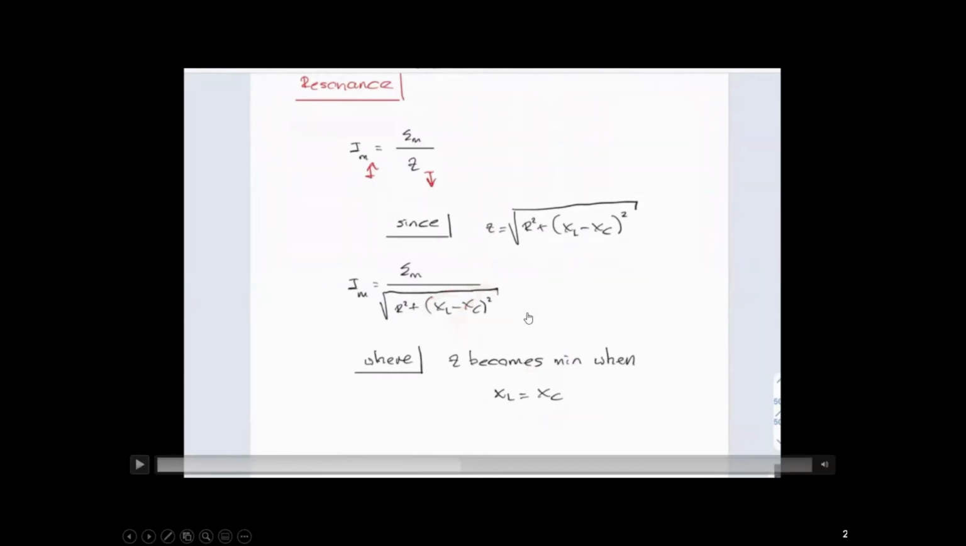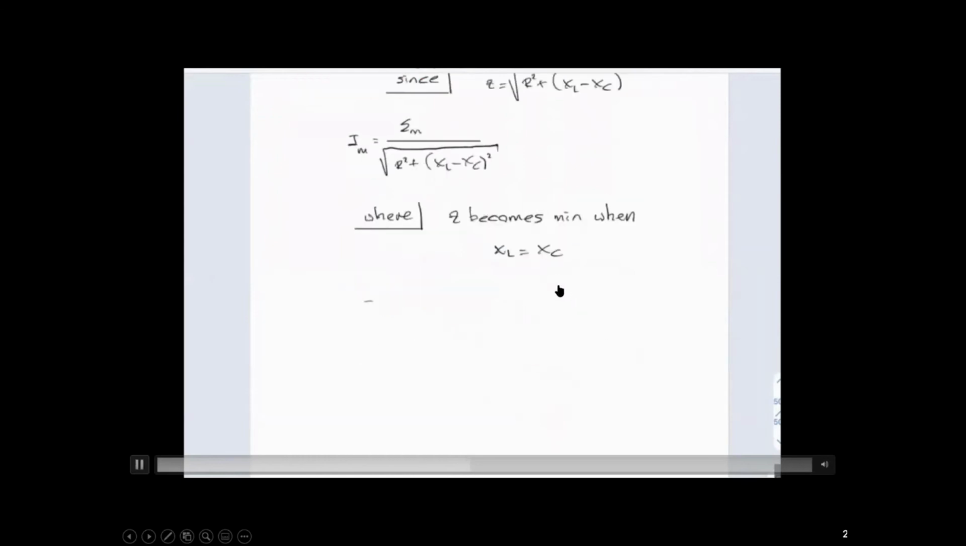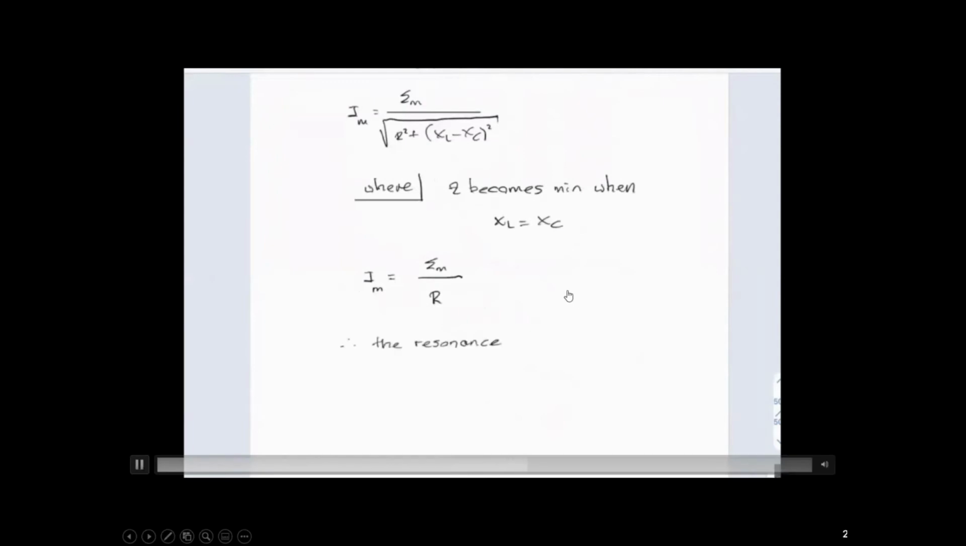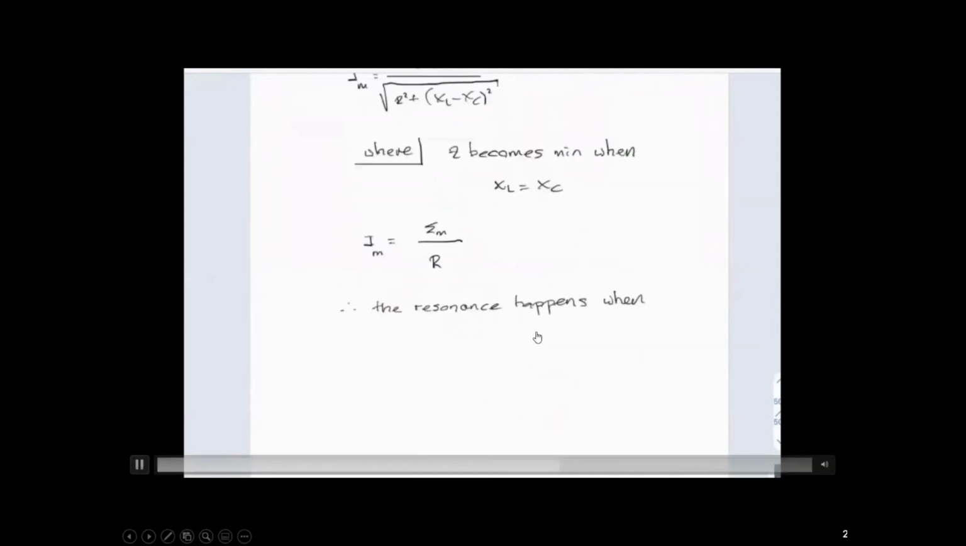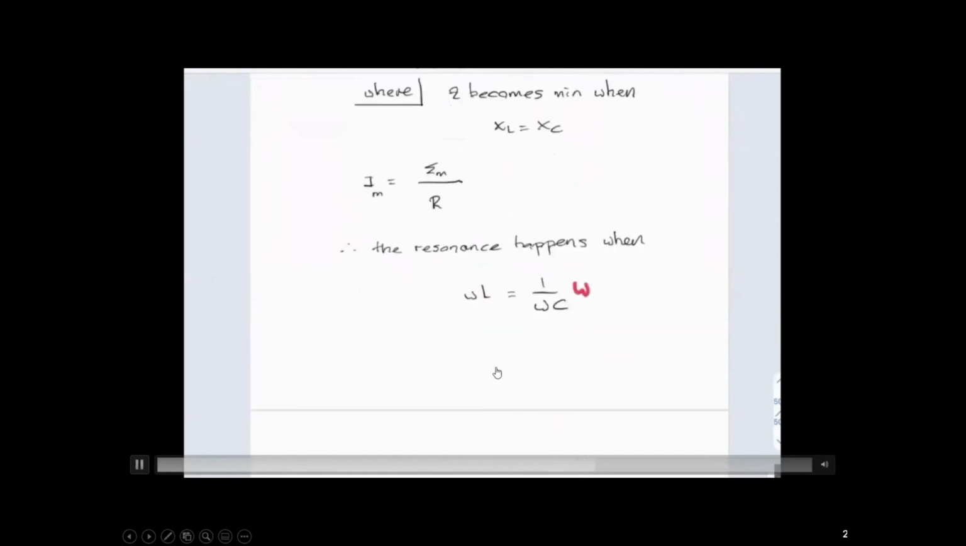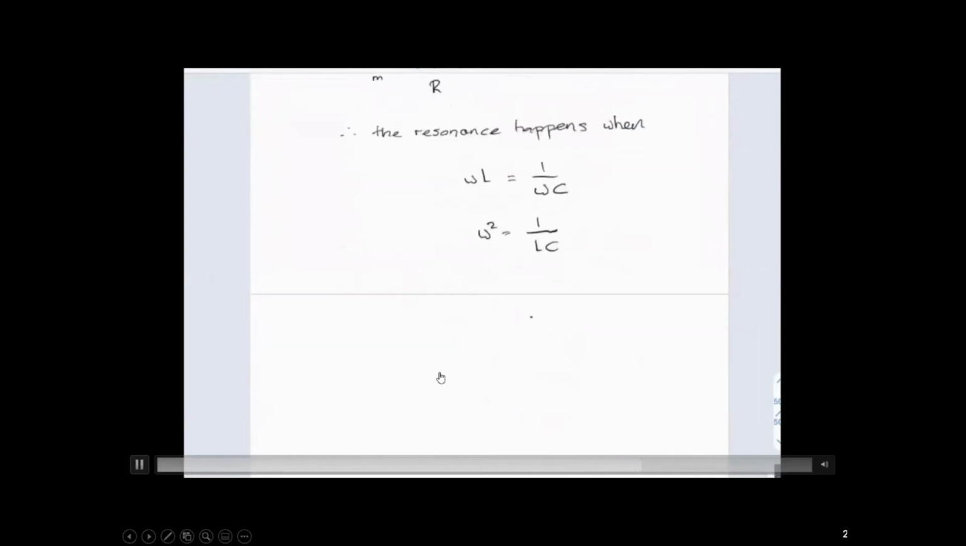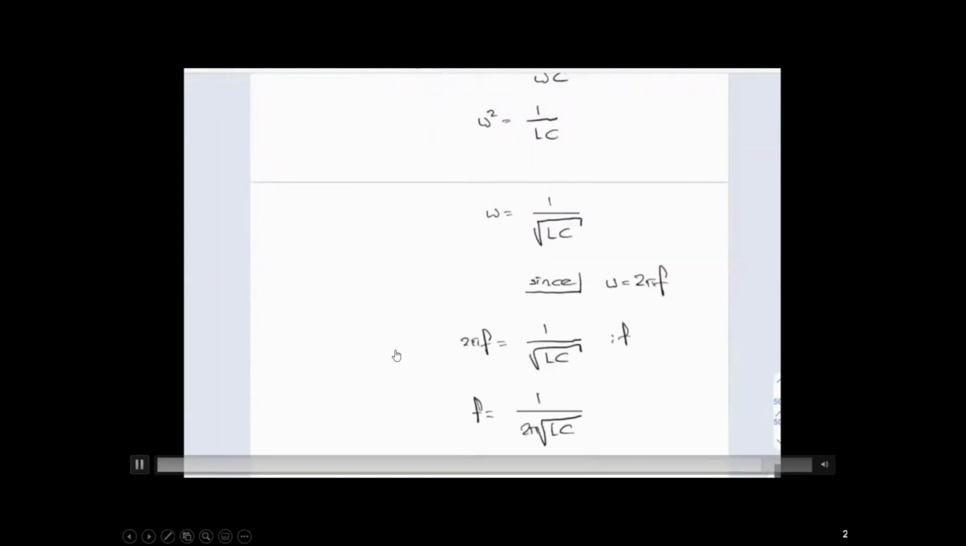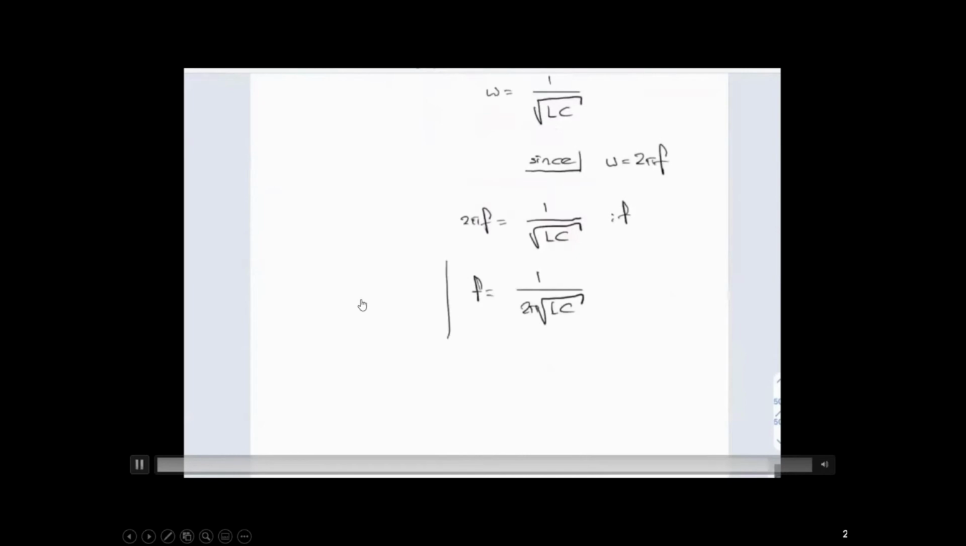So the question is, at what frequency? Which frequency is going to minimize the impedance? So resonance is going to happen at what frequency? That's what we're interested in. So solve for omega, and then express omega in terms of the linear frequency, and isolate that. That's it. All right, so this gives us the resonant frequency.